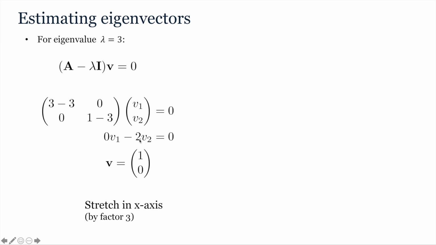Because otherwise, if v2 wasn't 0, you'd have the solution that 2 times something equals 0, which is obviously not true. And this therefore means that the eigenvector corresponding to the eigenvalue lambda 3 must have the form v equals 1, 0. Note that choosing the magnitude of the x component of v as 1 is actually arbitrary, since any constant multiple of our eigenvector will also be an eigenvector.